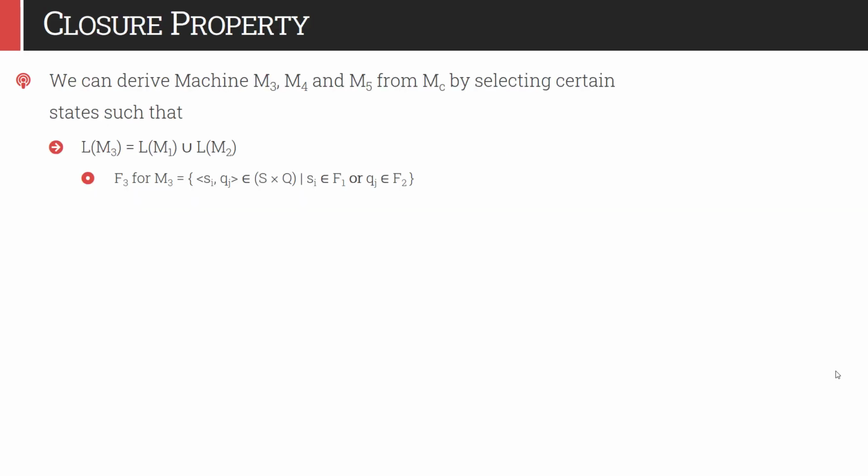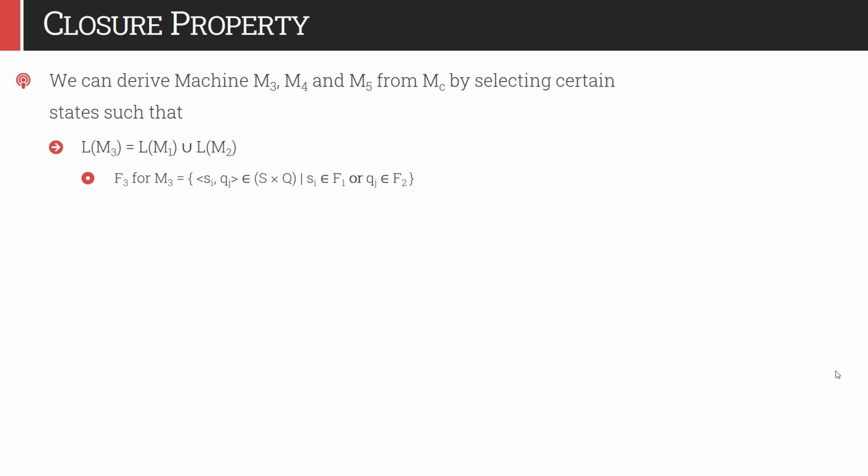We can derive machines M3, M4 and M5 from MC, from this combined machine, by selecting certain states, such that if we want to create a machine for union, then the language generated by machine M3 is equivalent to L of M1 union L of M2. So we have one machine M1, we have another machine M2. The language produced by M1 is L of M1, the language produced by machine M2 is L of M2. Now we have to find the combined machine which will produce the union of the language generated by M1 and M2. So how can we do that?